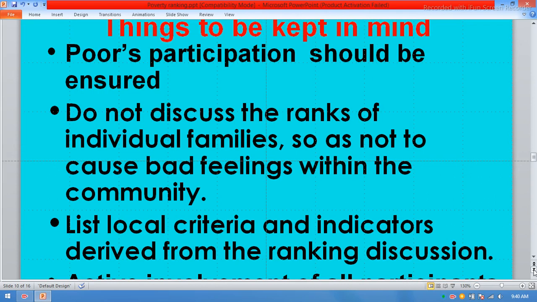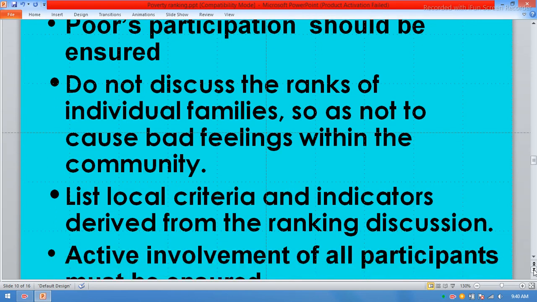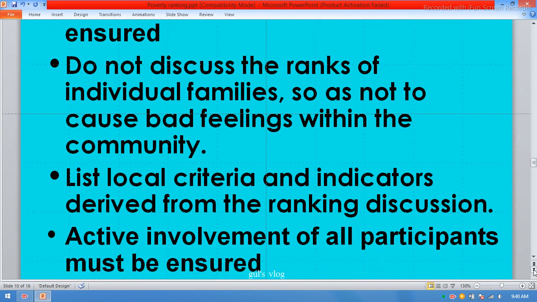Things to be kept in mind: poor's participation should be ensured. Don't discuss the rank of individual families so as not to cause bad feeling within the community. List local criteria and indicators derived from the ranking discussion. Active involvement of all participants must be ensured.